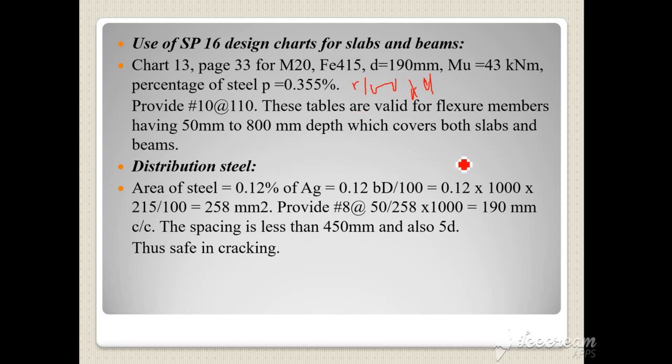So the spacing is less than 450. The criteria for distribution steel is that the spacing should be less than 450 mm and it should be less than 5 times the effective depth. Thus we have provided a safe design for cracking.